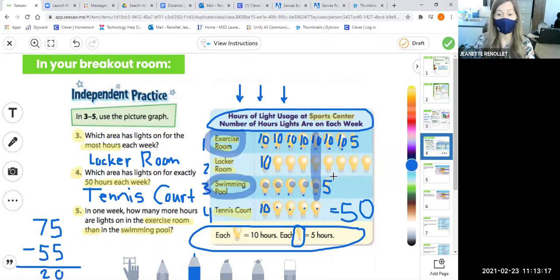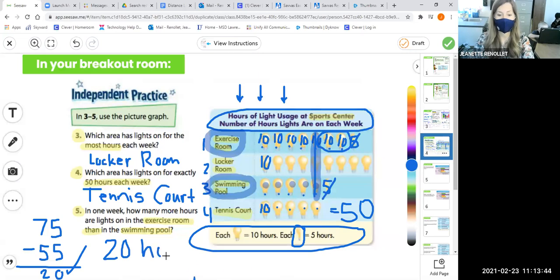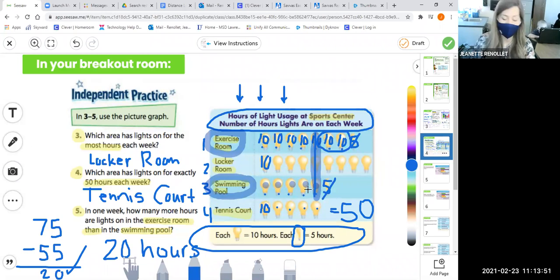You could also look at how many more bulbs are on the pictograph. They both line up here, they both have a 5, so we can cross that off. There are 2 extra bulbs, 2 more bulbs on exercise room. 10 plus 10 is 20. That is the same as the difference when we subtracted. 20 more hours is our answer for number 5. Great work in your groups. I'm really impressed with the answers I saw.